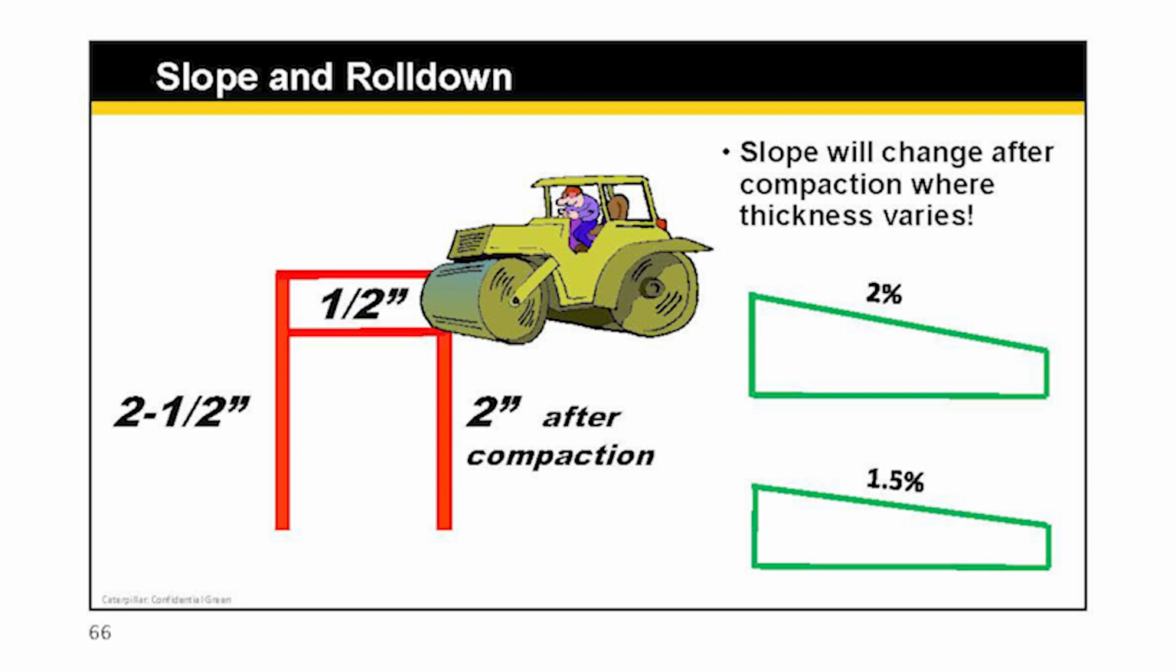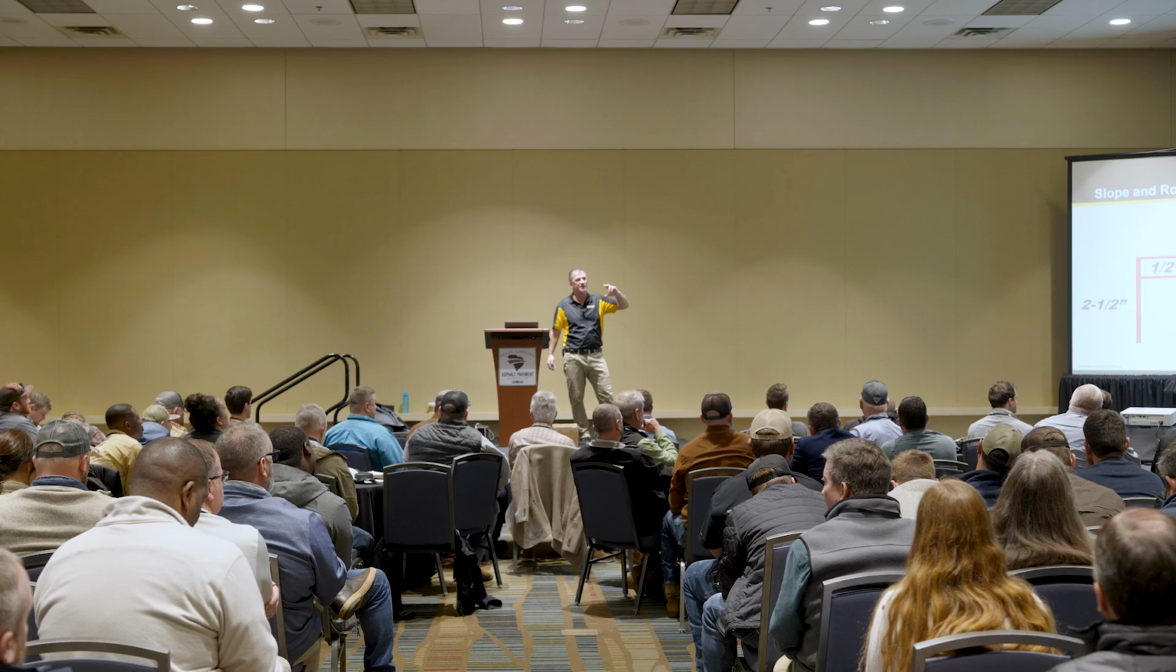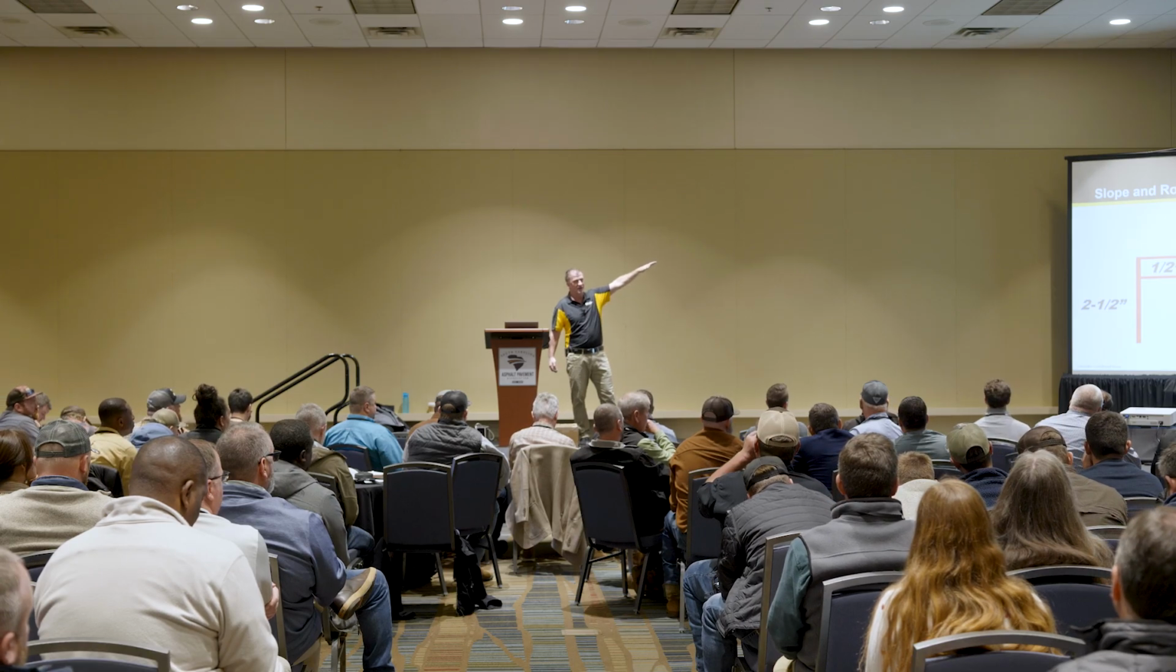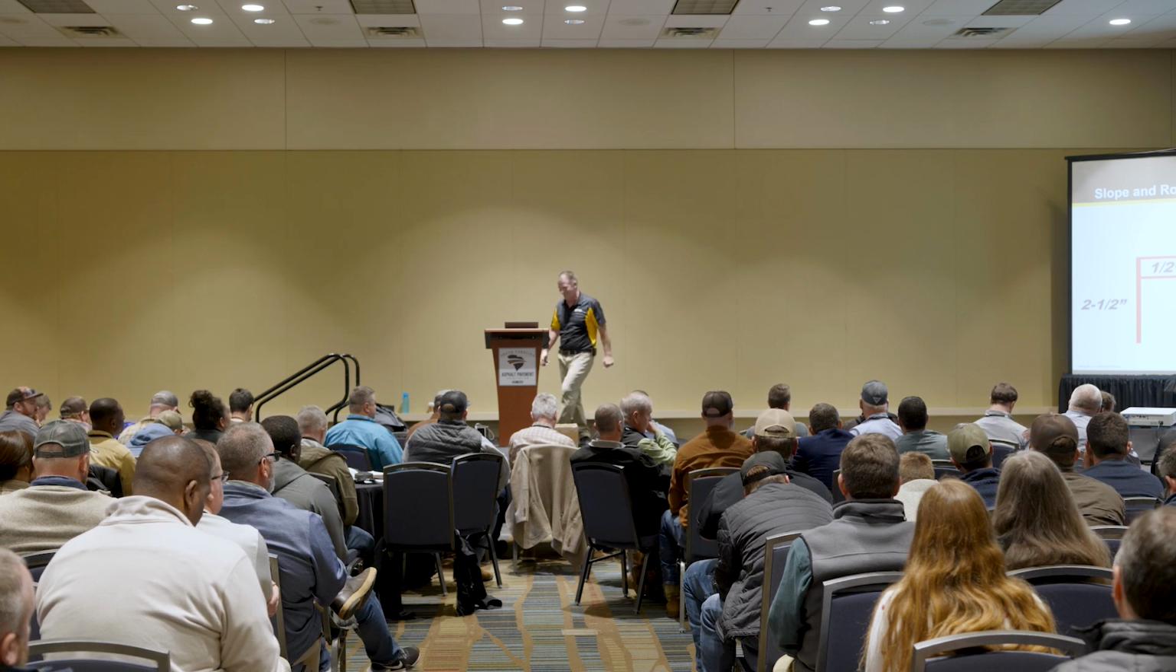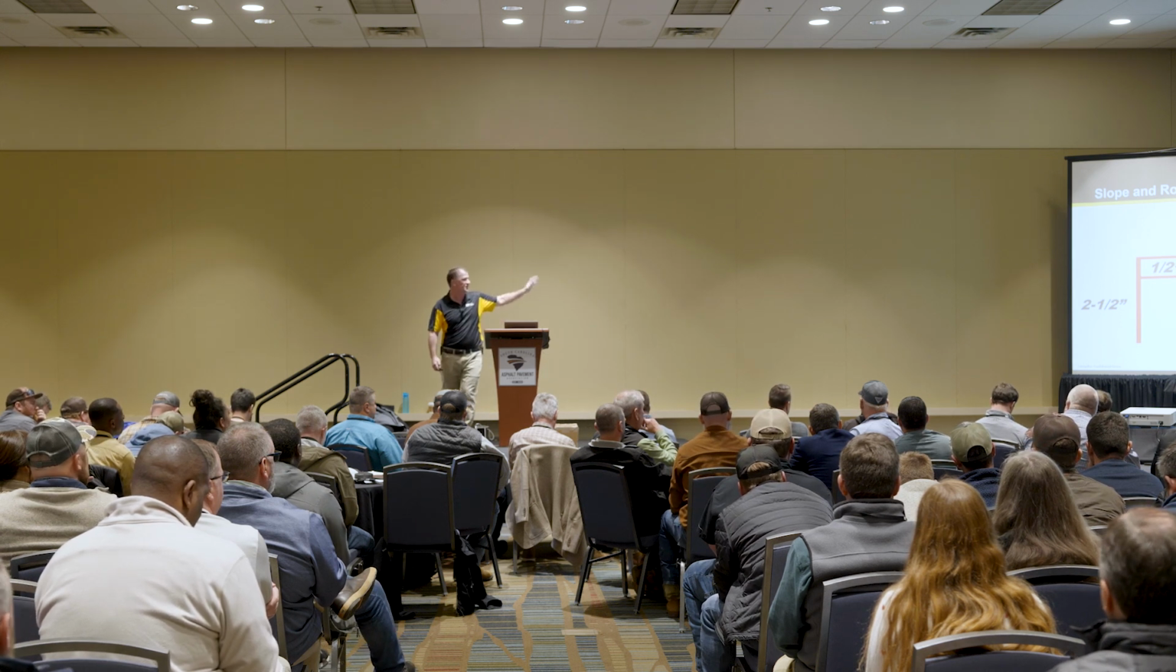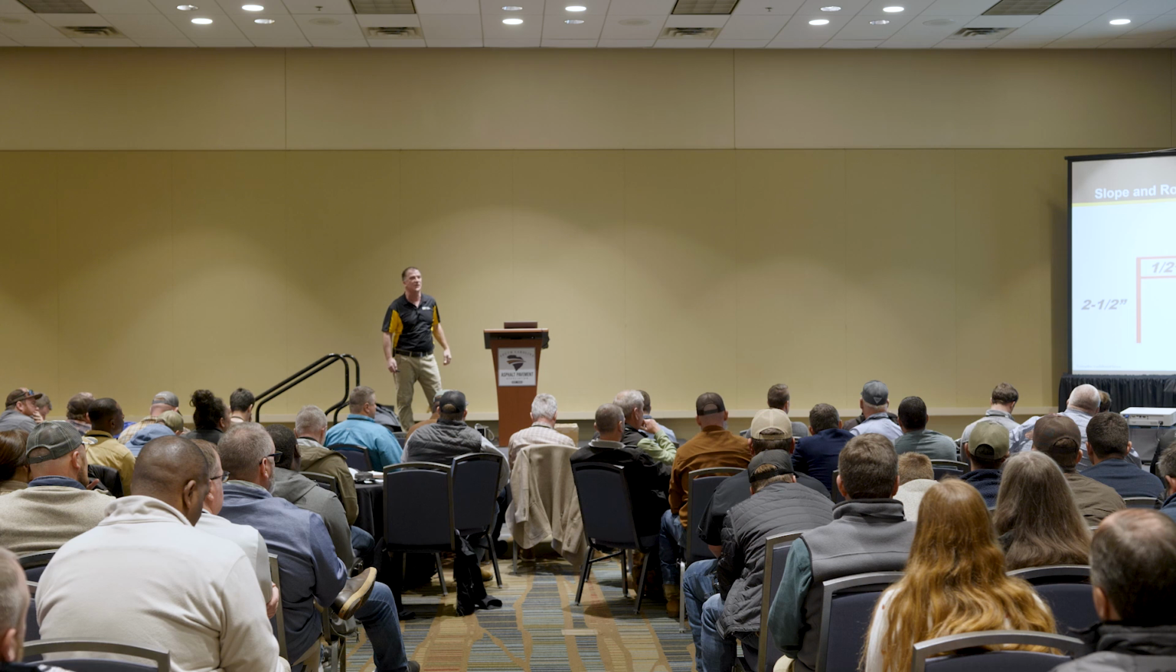And then I mentioned the roll down, right? So again, about 1/4 inch per inch. So if I want 2 inches after compaction, how much loose do I put down? 2 1/4. 2.5, right? 2.5 inches loose. It's going to roll down to about 2 inches.